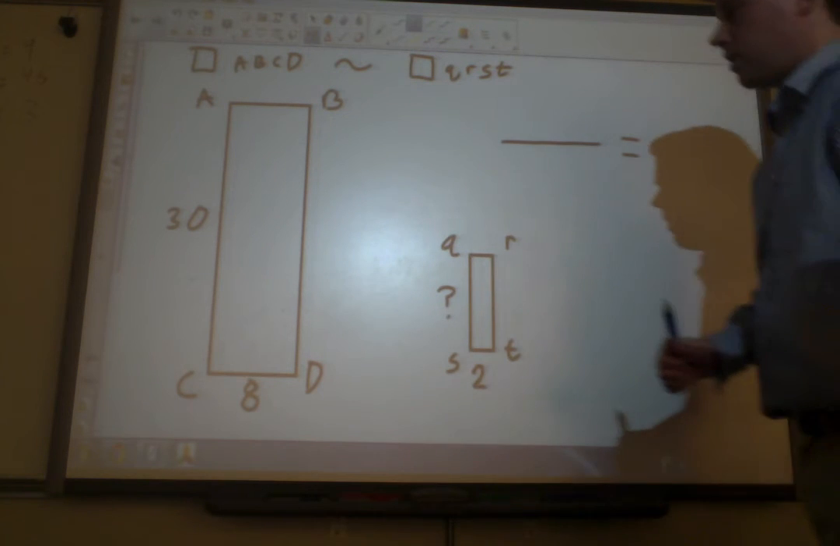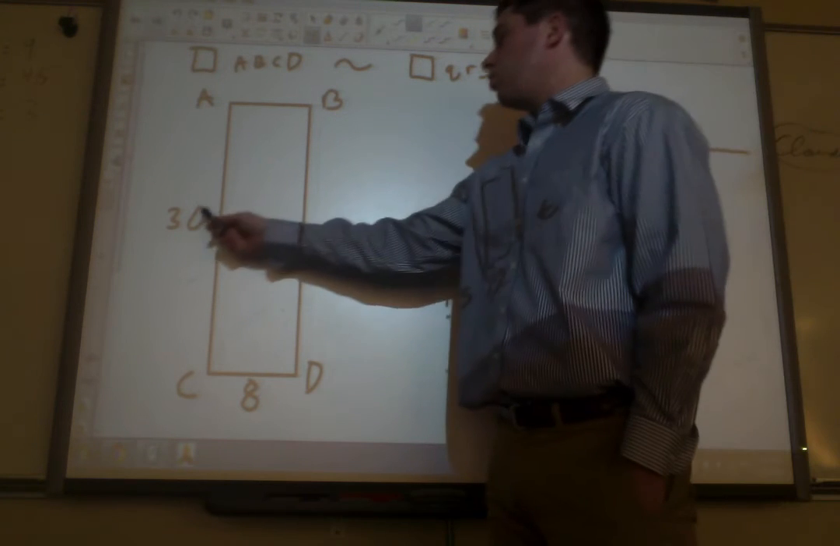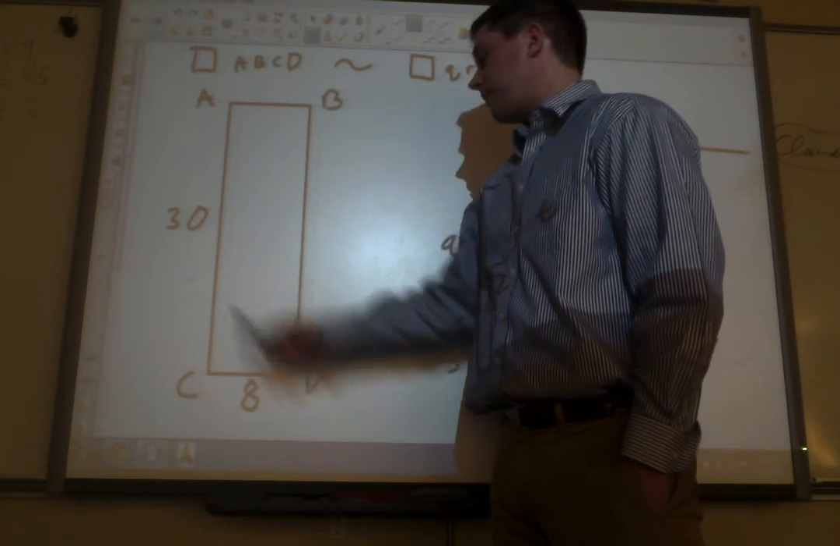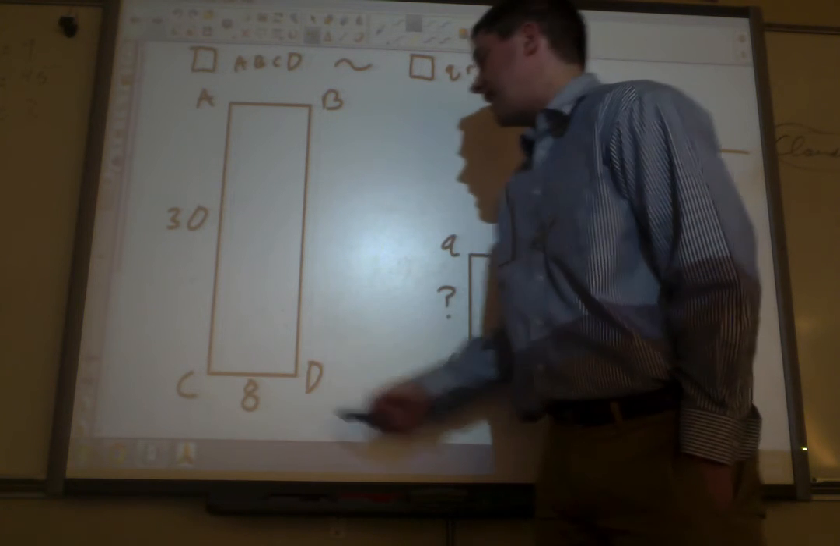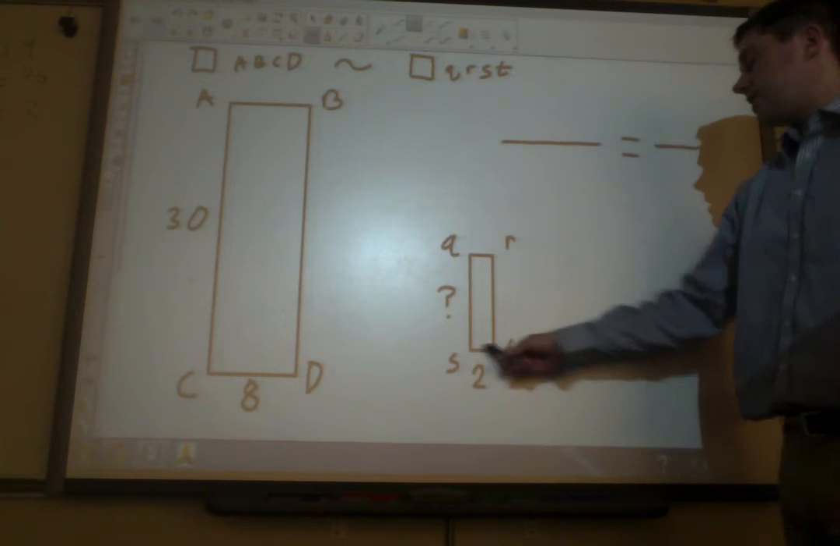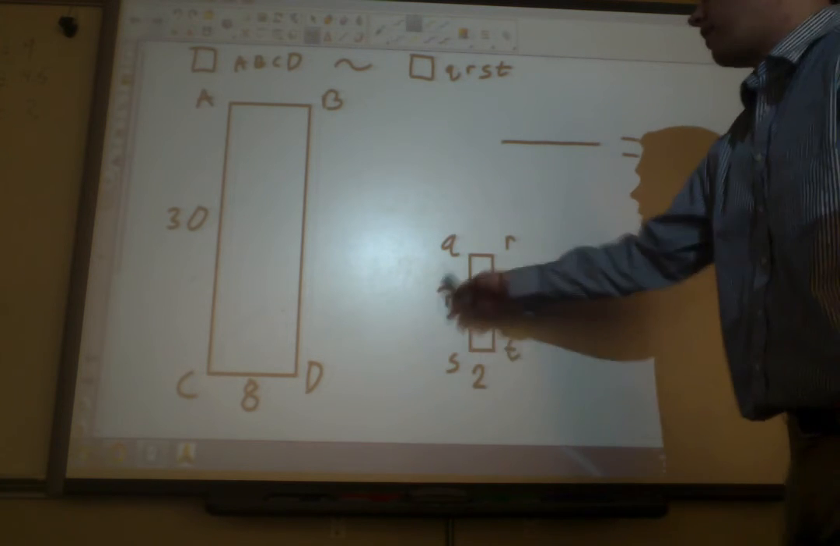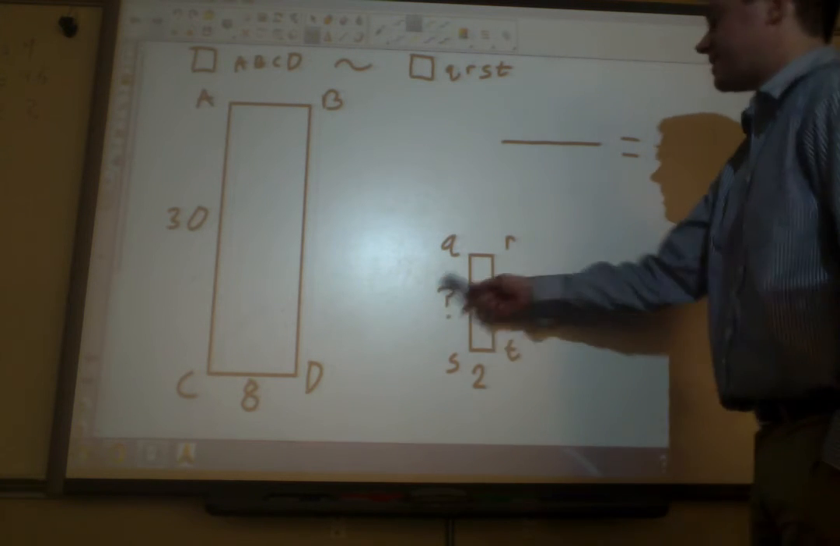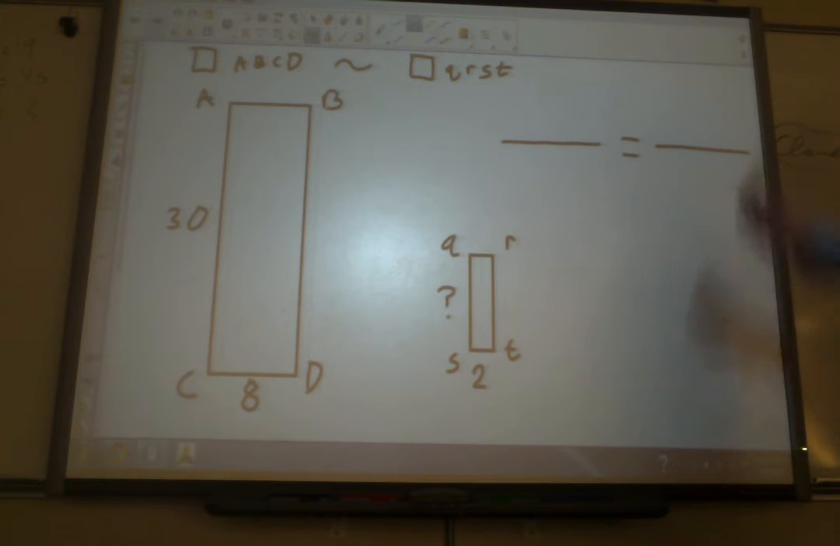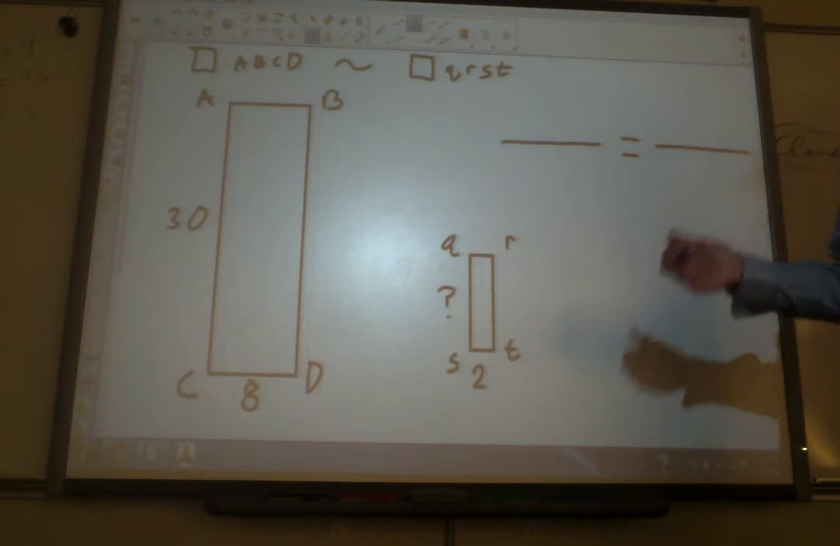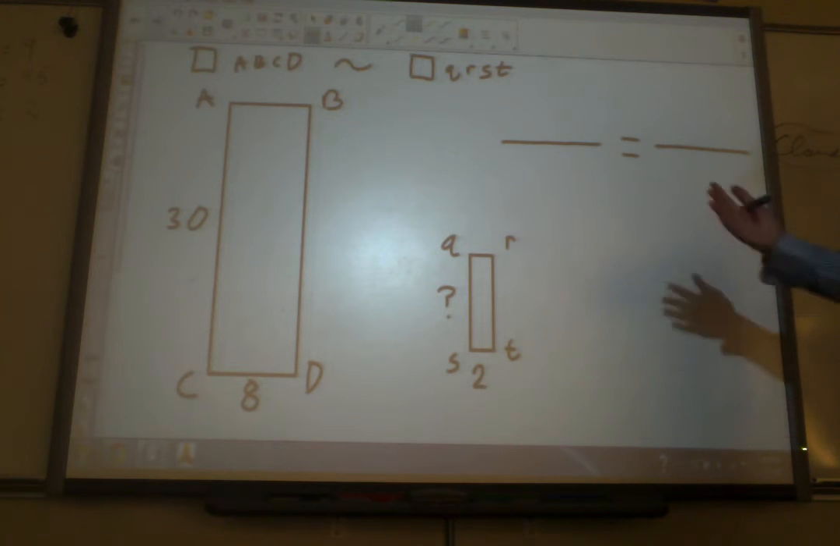It looks like I've given you that this side length is 30, and this side length is 8. This side length is 2. This one we don't know. This is what we're trying to figure out. We want to know how long is this side length. In order to figure this out, we're going to be setting up, you guessed it, a proportion.